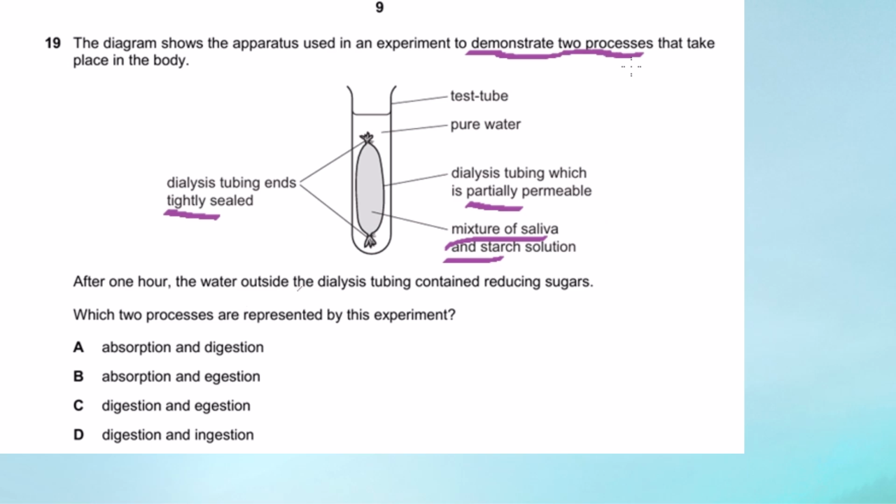After 1 hour, the water outside the dialysis tubing contained reducing sugars. It didn't before. So sugar has come from the inside to the outside here. Which two processes are represented by this experiment? Well, we've got digestion here, that we're breaking down. So it has to be one that contains the word digestion, because that is what's happening when the enzymes are doing the stuff.